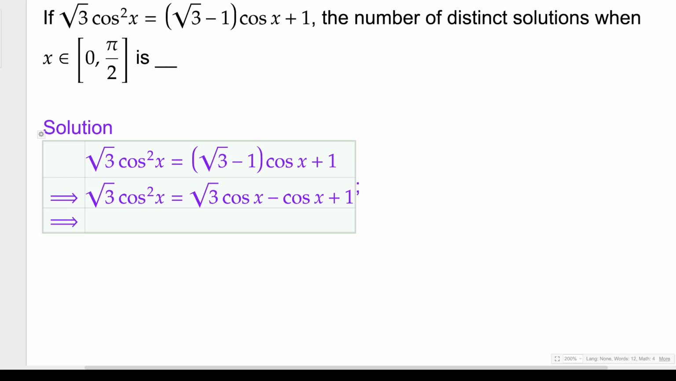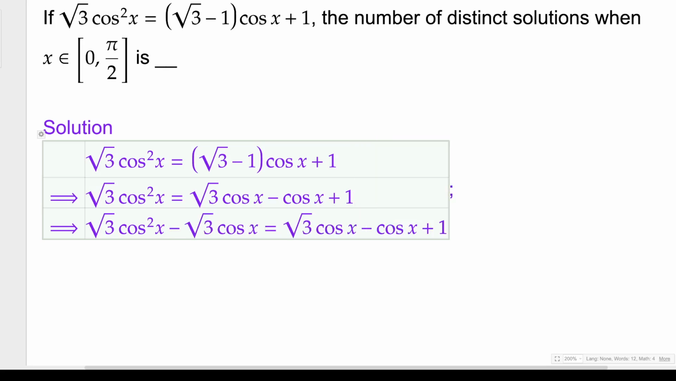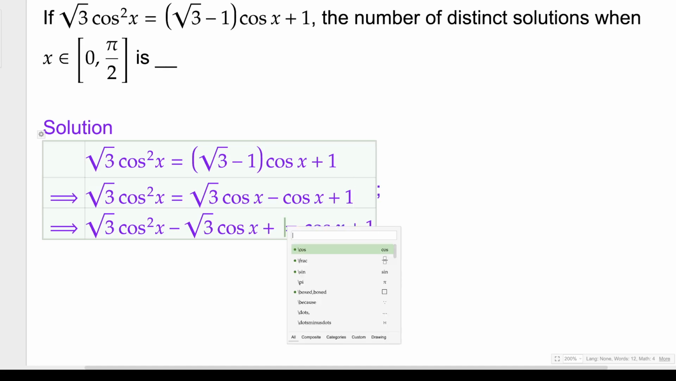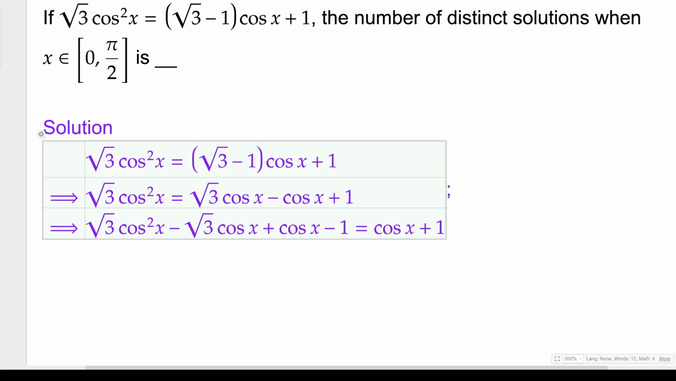So this will result in square root of 3 times cosine of x. On subtraction this will be eliminated, and I will just shift the other terms also. So on adding cosine of x, here I'll get cos x minus 1, and finally the RHS turns out to be 0. When I added cosine of x on both sides, this effectively became 0, and then I subtracted 1 on both sides. And finally this is the equation that I'm having.